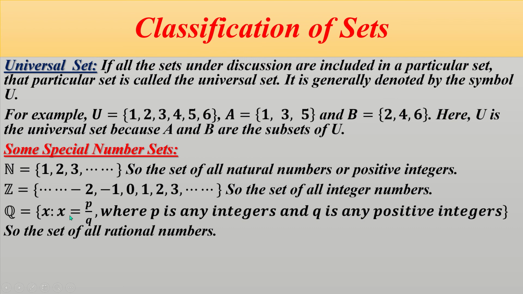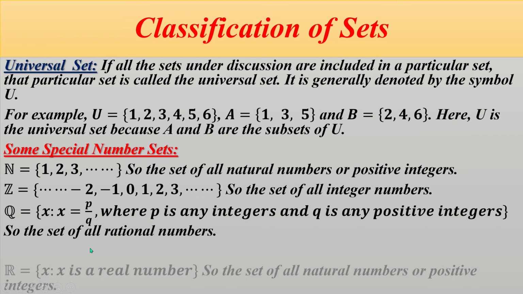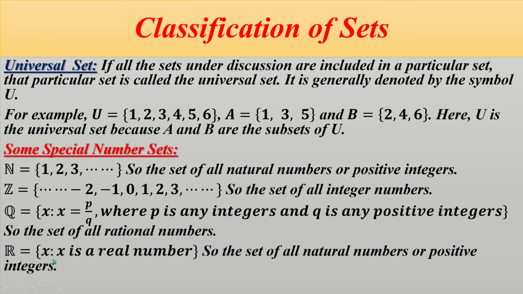Rational numbers, that means x such that x is equal to p by q. Here p is any integer and q is any positive integer. So this is called the set of all rational numbers. And another one is the real numbers, x such that x is a real number. So the set of all real numbers. Clear?